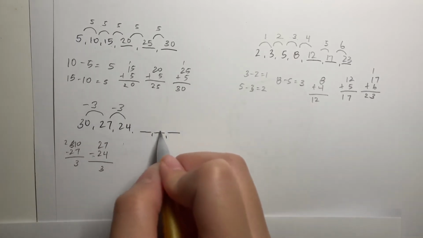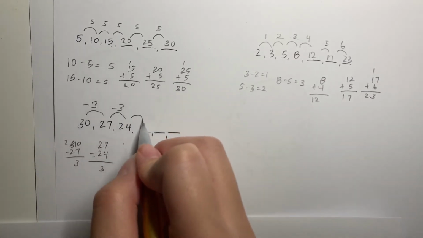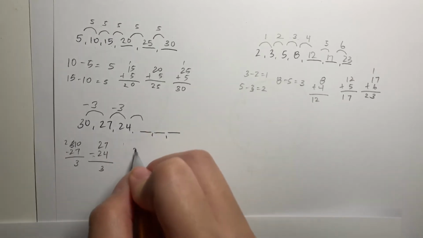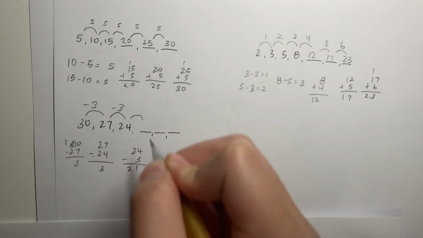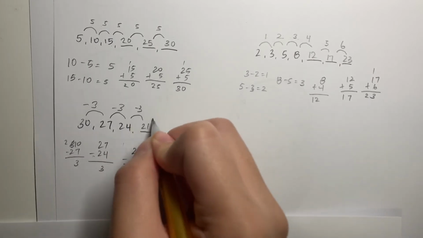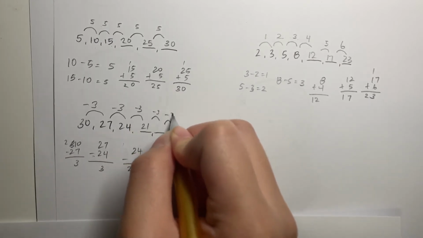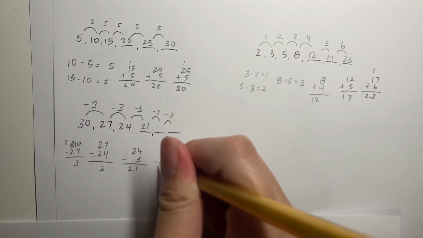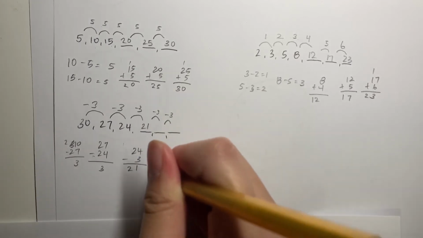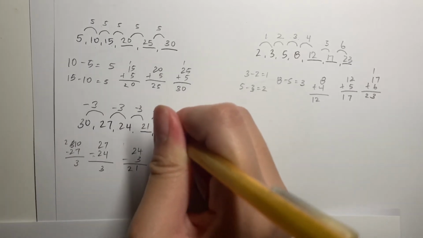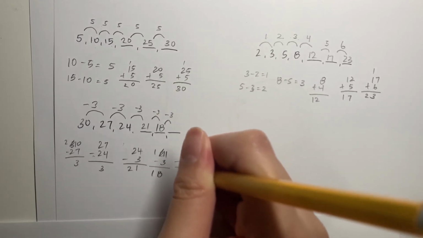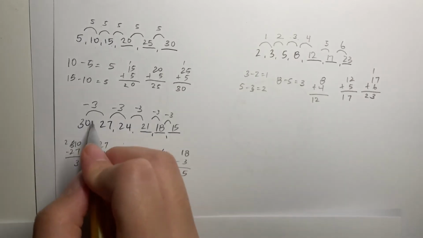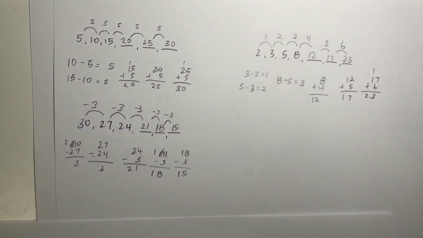So we're going to assume that the numbers are getting smaller, and we're going to subtract 3 each time. So let's subtract 3 from 24. We get 21. Now 21 minus 3 is 18. And then 18 minus 3, 15. Each number gets smaller by 3.